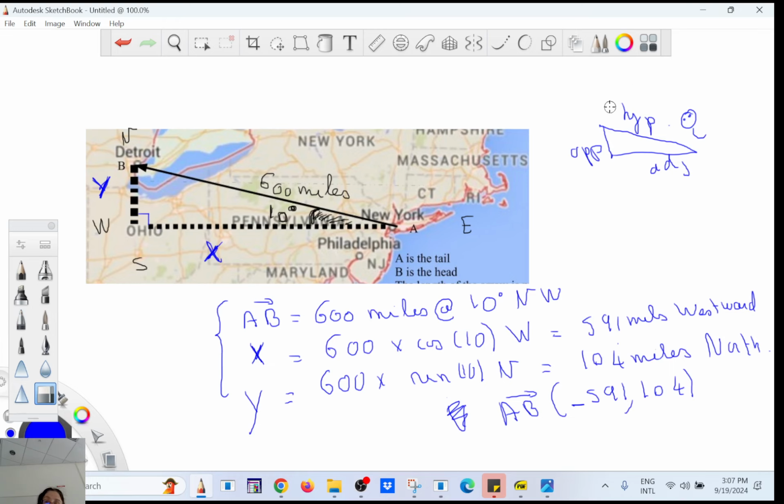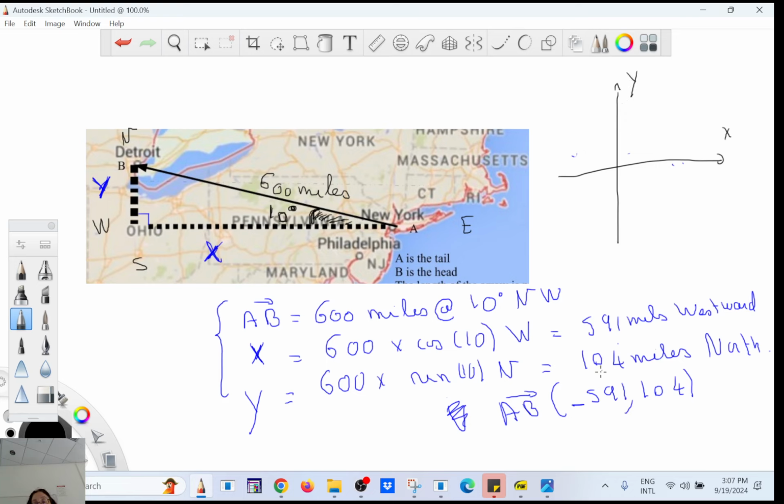Okay, so I'm going to show you what a polar graph is, but at least you get the idea, right? So you do x, y axis, minus 591 is going to be here. So 591, 104. So you have your point here.